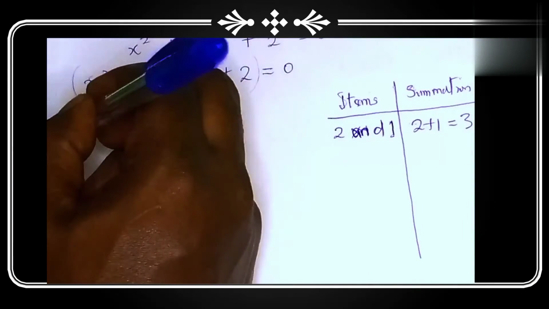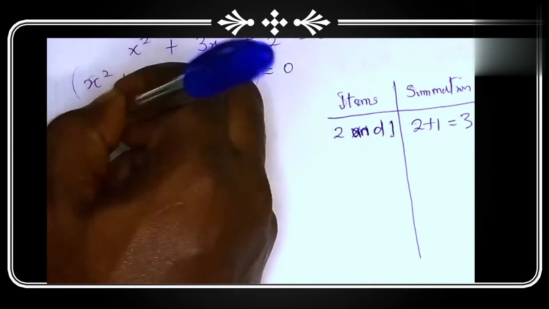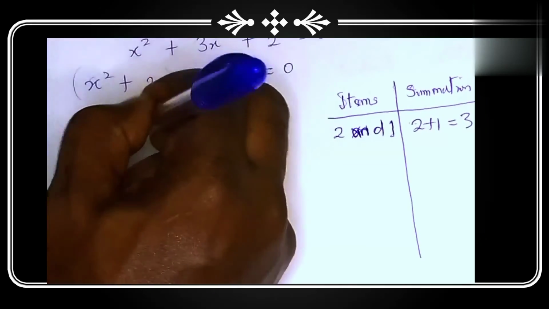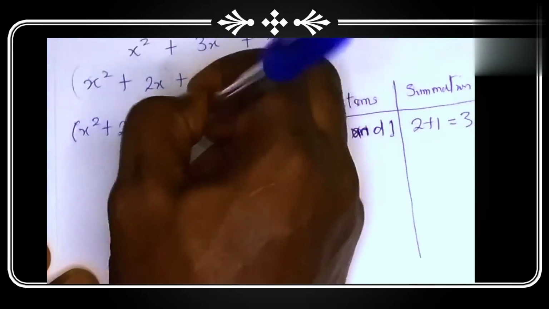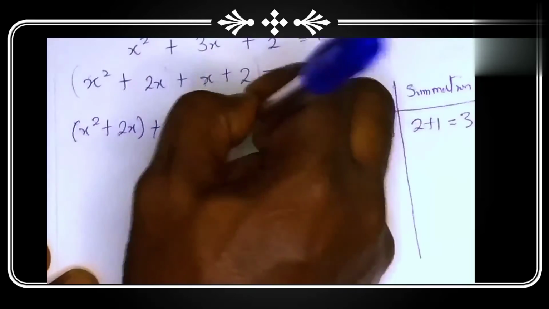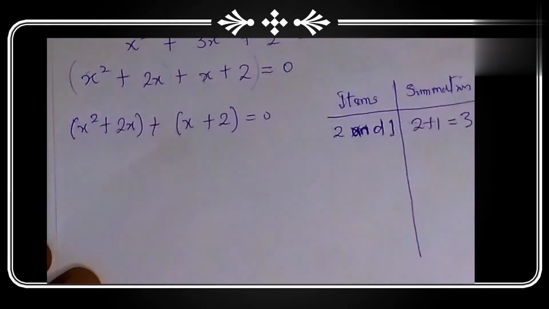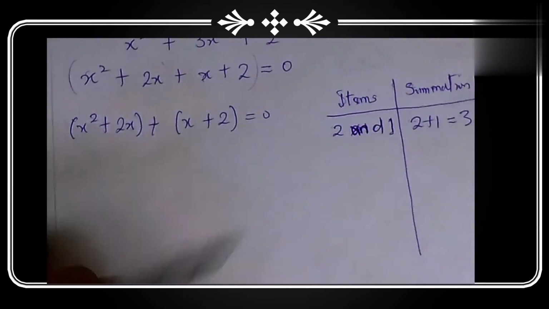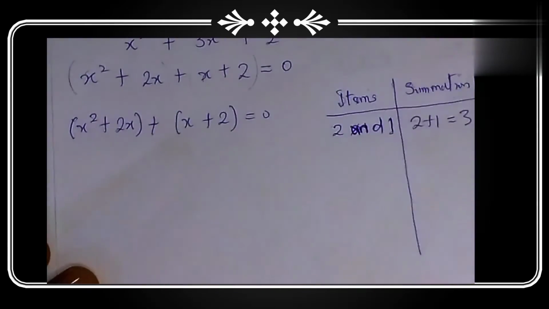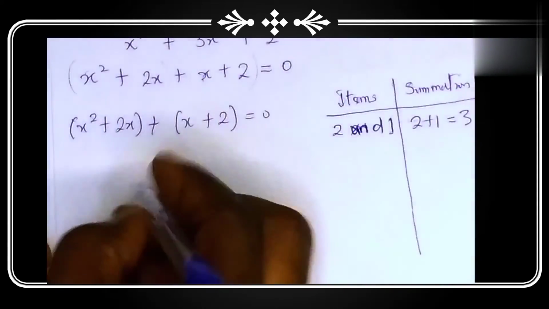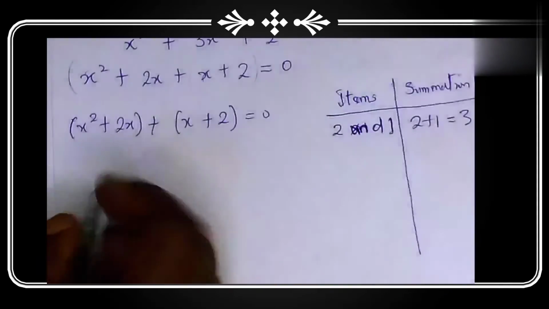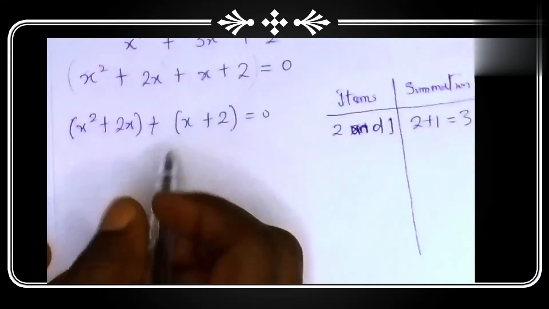Now we have x squared plus 2x plus x plus 2 equals 0. Now we have separated them into 2. Now we deal with them individually. We deal with individual brackets.